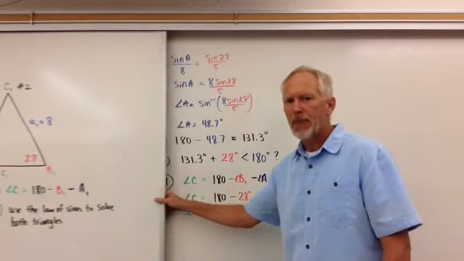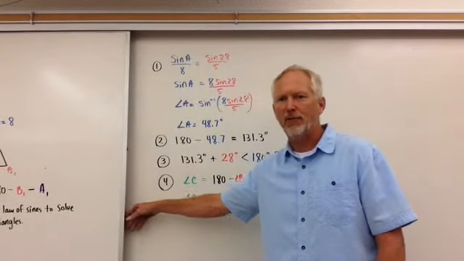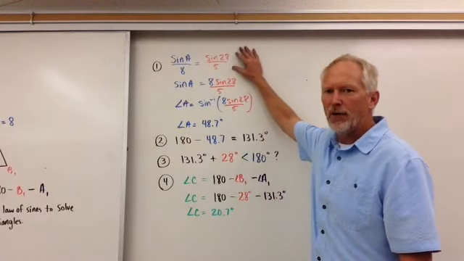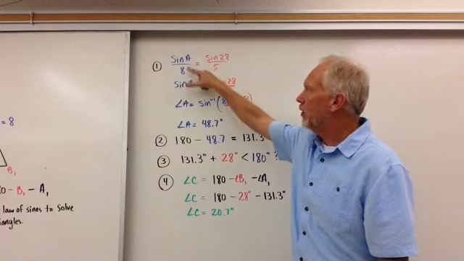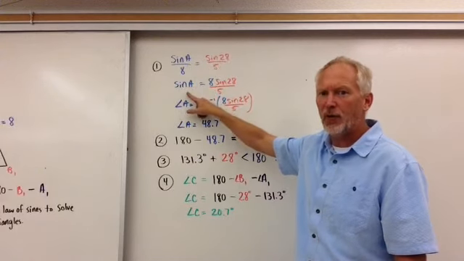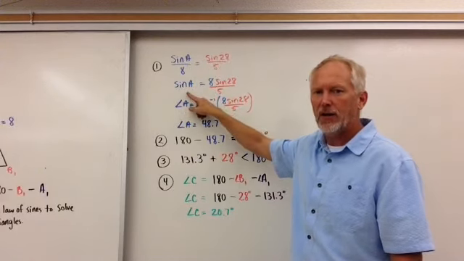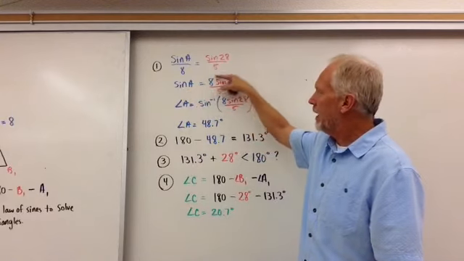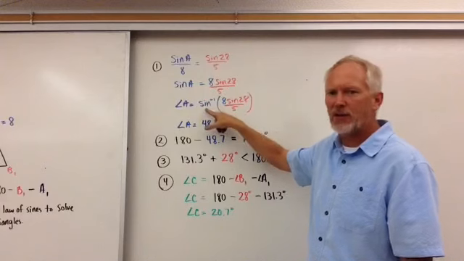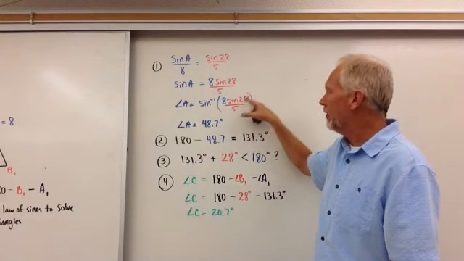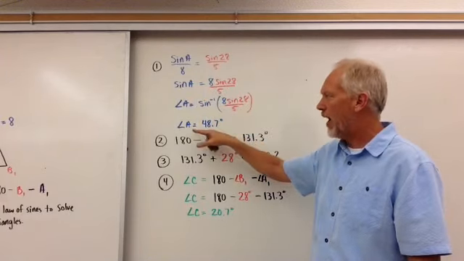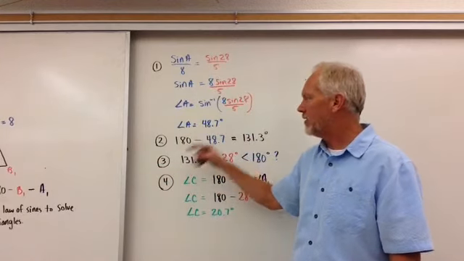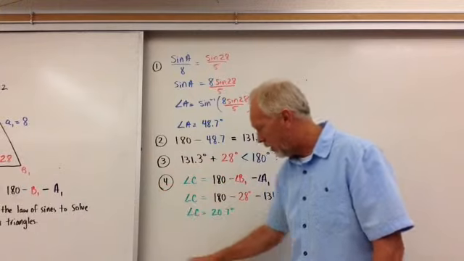So, here's what I've done. Here's some work, and I'll go back and forth between the two. Here's the first step. I want to find the measure of angle A, the first one in triangle number 1. We go through the work: we take the inverse sine of 8 times sine 28 over 5, and we get that the measure of angle A is 48.7.